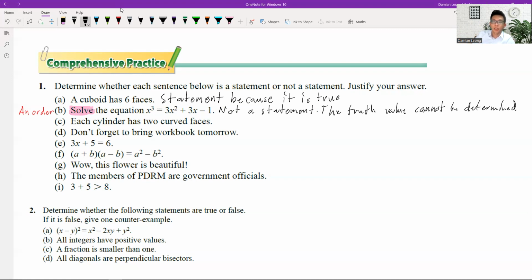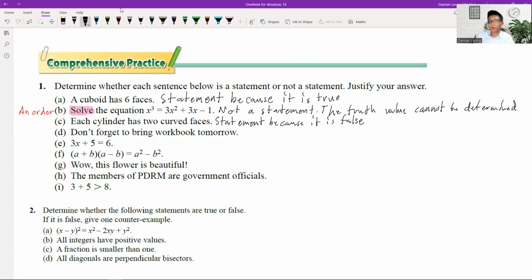Like this, each cylinder has two curved surfaces. That's also a statement, although it is a false statement. Because it is false, I can determine with certainty it is false. So it doesn't matter whether it's true or false, as long as it's either true or false, it's a statement.